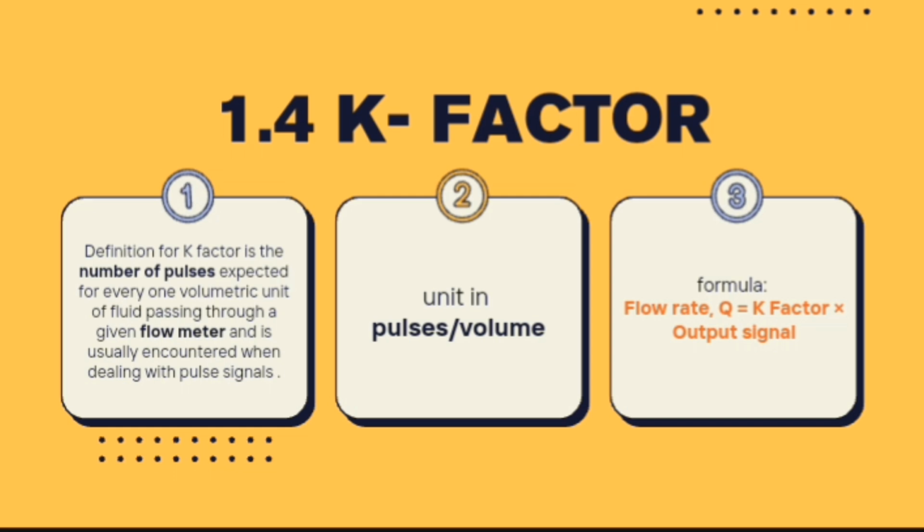And the last subpoint for today is 1.4, K factor. K number is the number of pulses expected for every one volumetric unit of fluid passing through a given flow meter, and is usually encountered when dealing with pulse signals. The unit used is pulses per volume, and the formula is flow rate Q is equal to K factor multiplied by output signal.